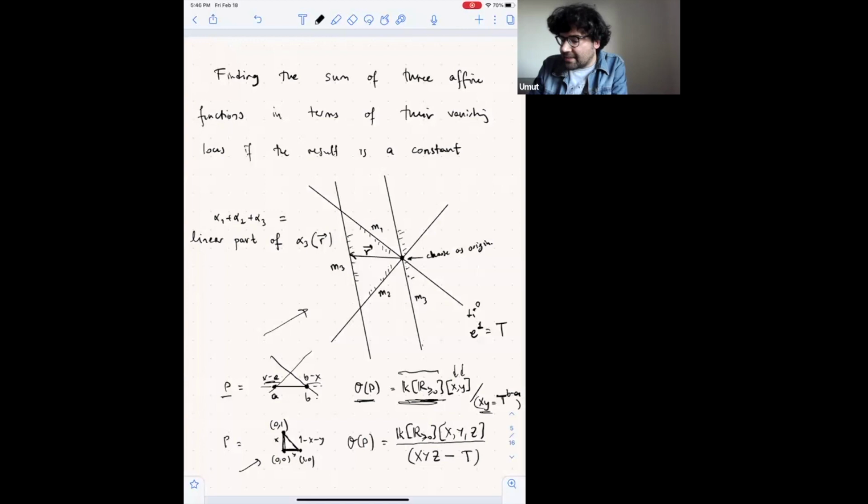And again, up to translation, these affine functions generate everything. So then this O of P, you can compute it to be, you take this ground ring, and then you adjoin three variables associated to each of these edges, and now their product is equal to t.